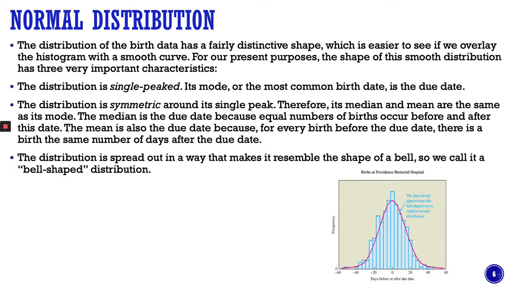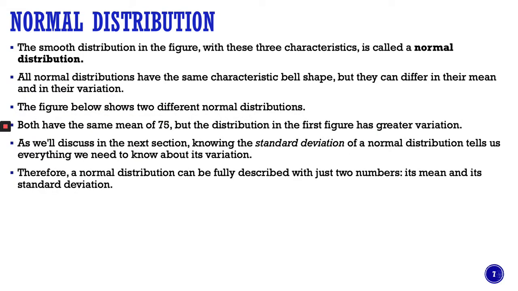Therefore, its median and mean are the same as its mode. The median is the due date because equal numbers of births occur before and after this date. The mean is also the due date because for every birth before the due date, there is a birth the same number of days after the due date. The distribution is spread out in a way that makes it resemble the shape of a bell, so we call it a bell-shaped distribution. The smooth distribution in the figure with these 3 characteristics is called a normal distribution.